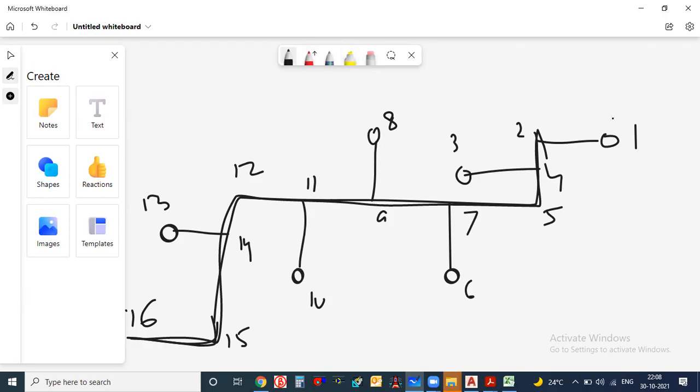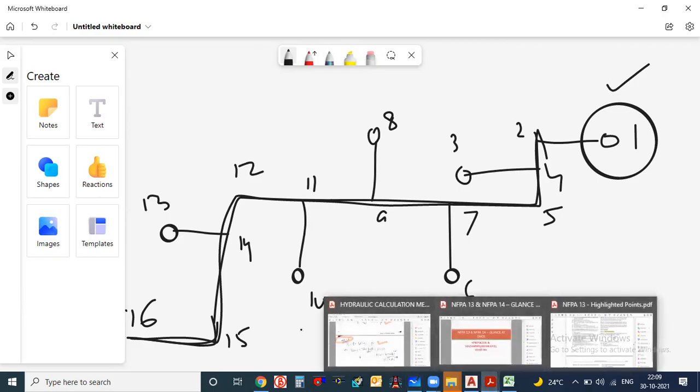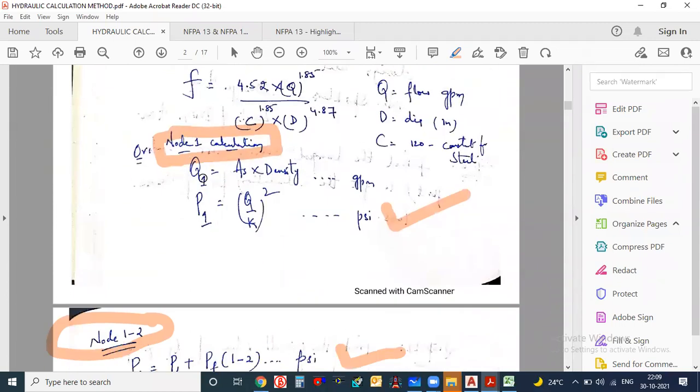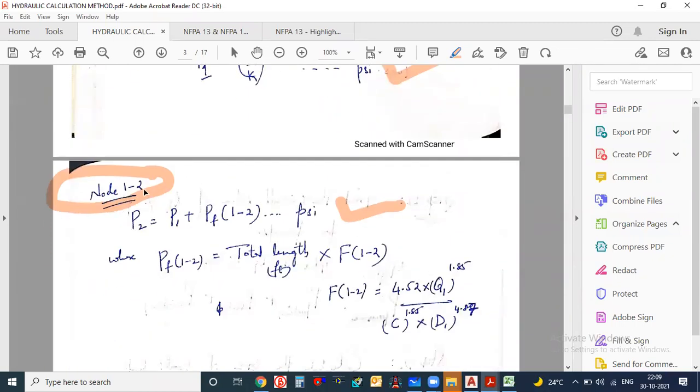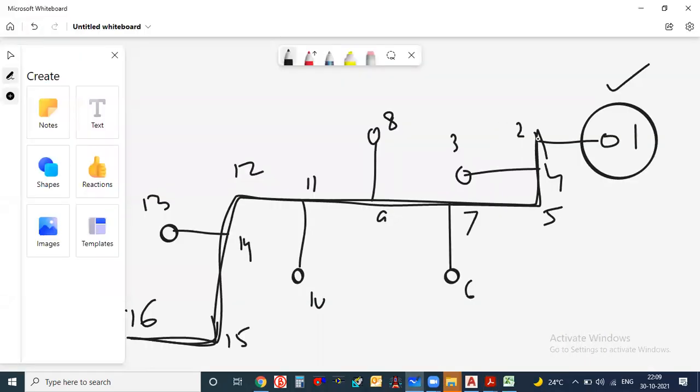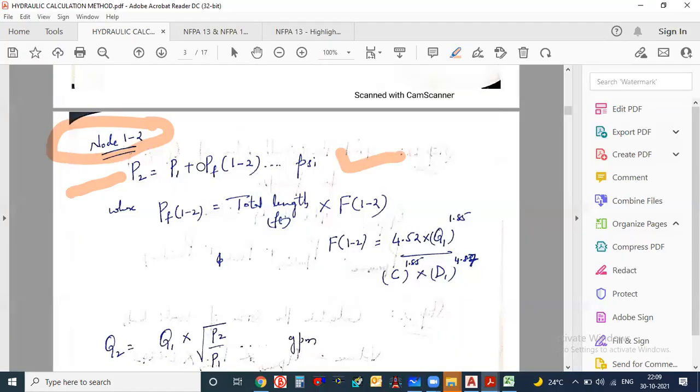Now I have to start doing the calculation from this point. First I will calculate for this point, then I will calculate for this particular pipe section, node 1 to 2. So that thing only I have written here. First, for node 1 we have to calculate Q1 and P1, then node 1 to 2. Whenever we are following node 1 to 2, we have to calculate pressure number 2. At this point, P2 is equal to P1 plus PF of 1 to 2.